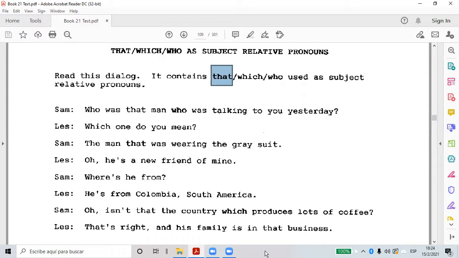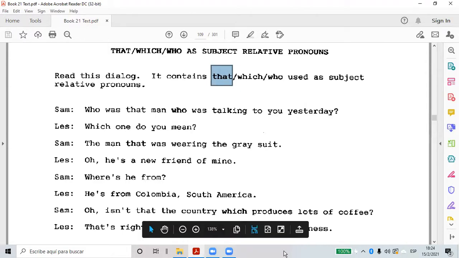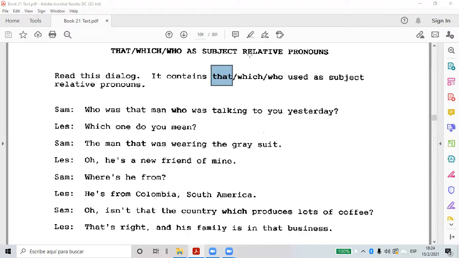Analia, number 1, please. The waiter was fast. He served us in the restaurant. The waiter who served us in the restaurant was fast. Excellent, that's right. The waiter who or that served us in the restaurant was fast.